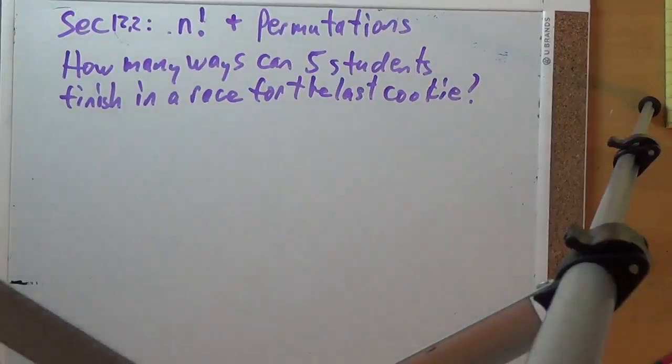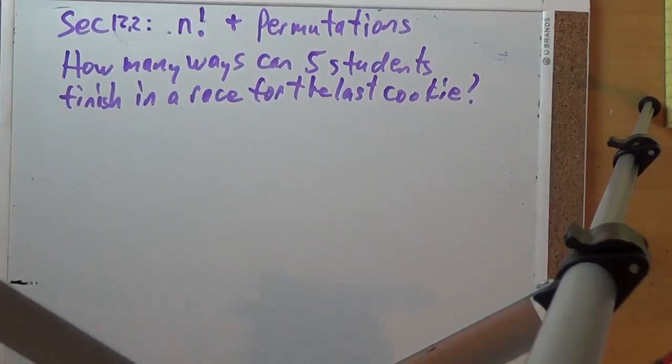Okay, this is section 12.2. I want to do this first video with n factorial and permutations, which we've actually seen with the counting principle, we just didn't know it. So let's look at how many ways can 5 students finish in a race for the last cookie.